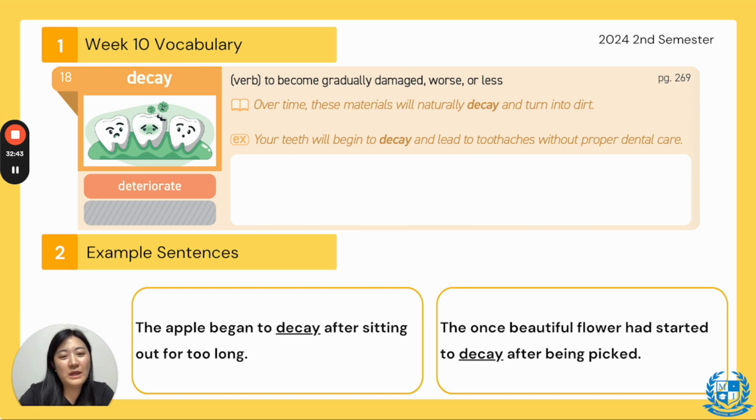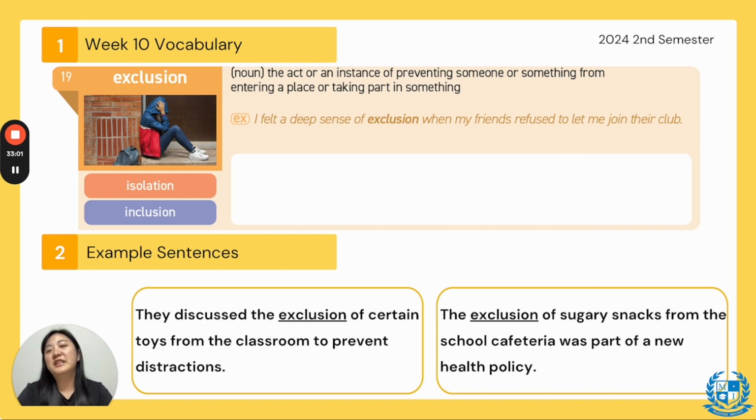Next, it says that once beautiful flower had started to decay after being picked. So yes, this is a beautiful flower like this, but then we pick it off the dirt and it starts to wither and decay. Do you like my hand motions? I do. Number 19, let's go to page 86.